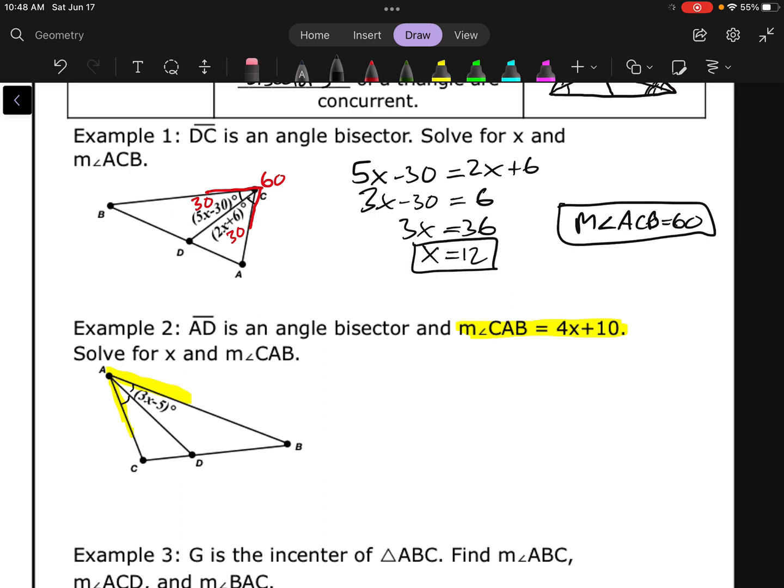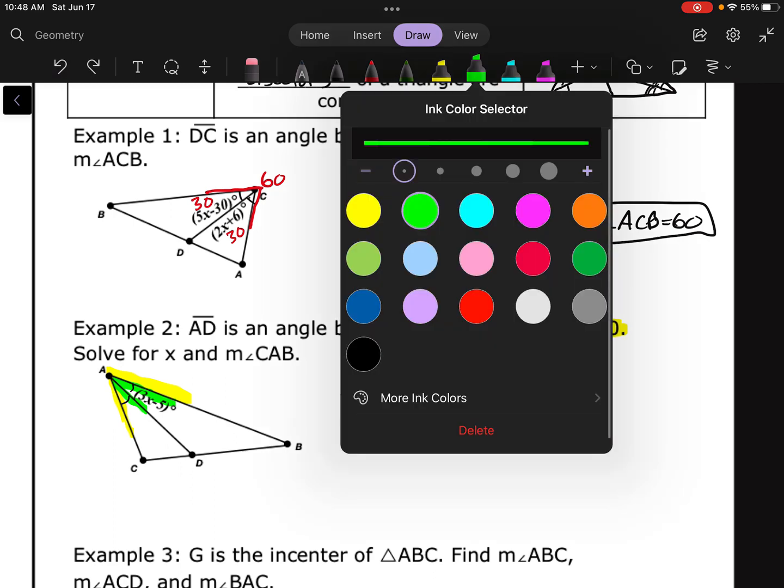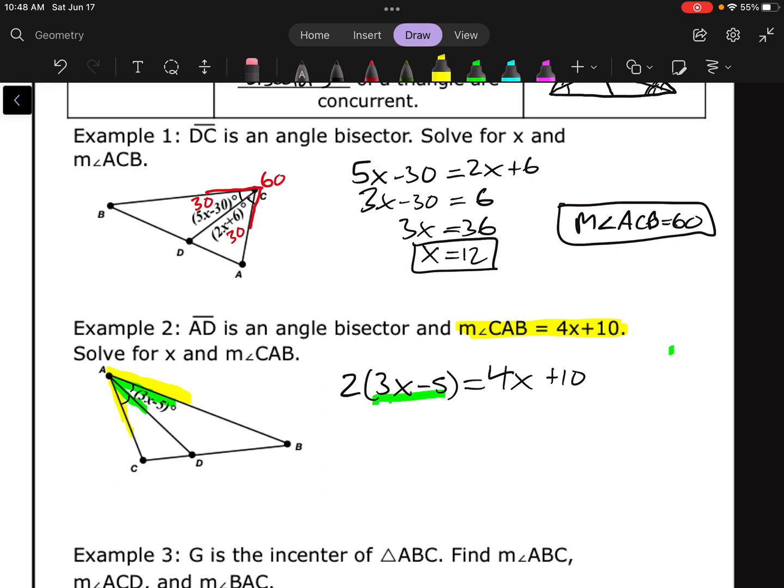So we can think about this two different ways. I'm going to pose the question to you of how many green angles does it take to make a yellow angle? And the answer is 2, right? Because it got split in half. It's going to take 2 of those to equal the whole thing. So I'm going to do 2 times 3x minus 5 is equal to 4x plus 10. I'm saying it takes two green angles to equal a yellow angle.